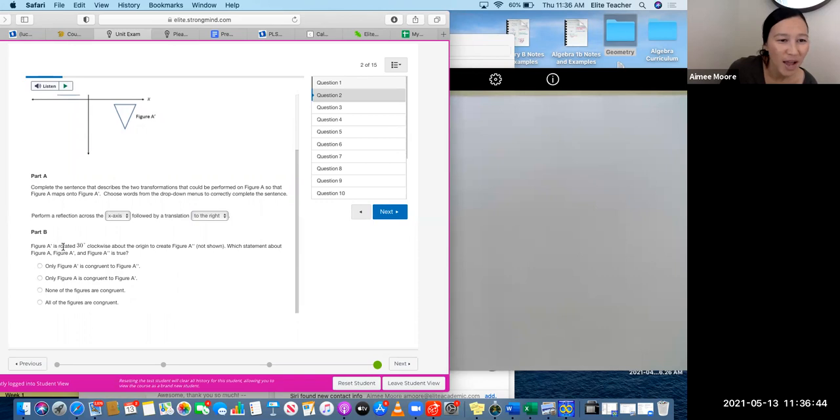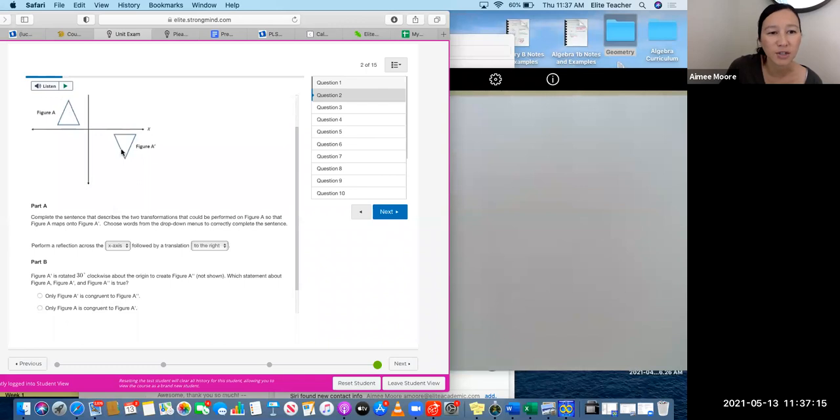Okay, figure A prime is rotated 30 degrees clockwise about the origin to create figure A double prime. It's not shown. So which statement about figure A prime and figure A double prime is true? Only figure A is congruent to figure A double prime. Only figure A is congruent to figure A prime. None of the figures are congruent, or all of the figures are congruent. So let's start. Are these 2 figures congruent? Figure A and A prime?